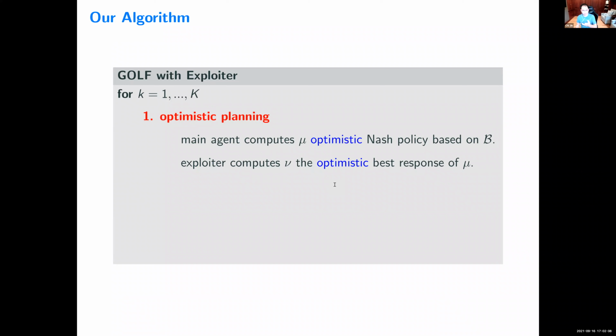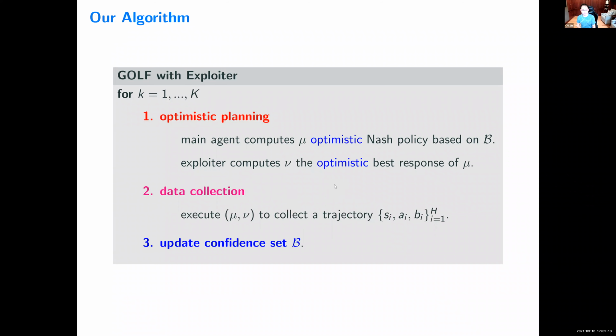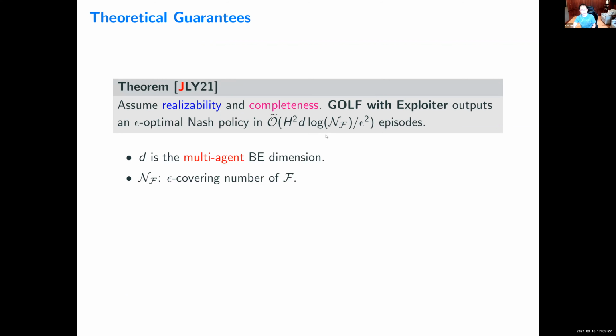Okay, I will just quickly go over the rest. Sorry, I'm running out of time. The algorithm is basically very similar to GOLF. The only difference is that during optimistic planning, the main agent plays the optimistic Nash policy, and the exploiter plays the optimistic best response. I will leave out the details about how to compute the best response. The theoretical guarantee is also similar. I still assume realizability and completeness.